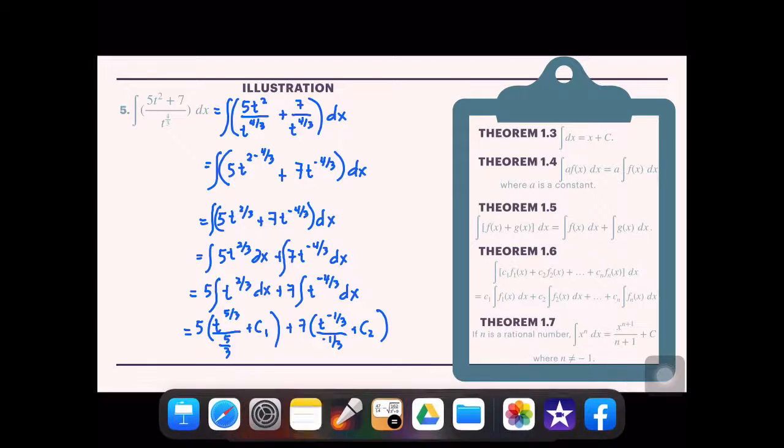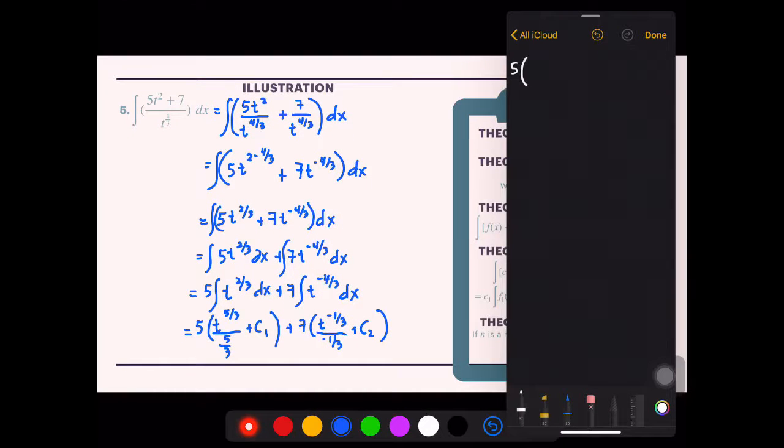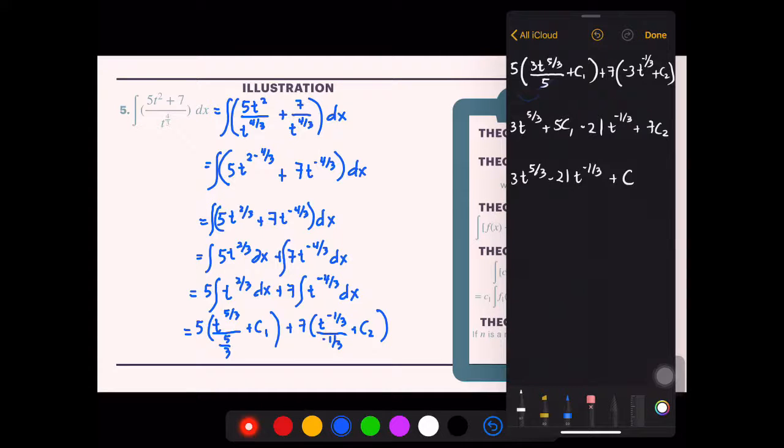As what we discussed earlier on division of fractions, t to the power of 5/3 divided by 5/3 would become this. Similarly, t to the power of negative 1/3 divided by negative 1/3 would become this. Upon distributing 5, this would happen. And distributing 7 will have this. And so the antiderivative of item number 5 would be this.